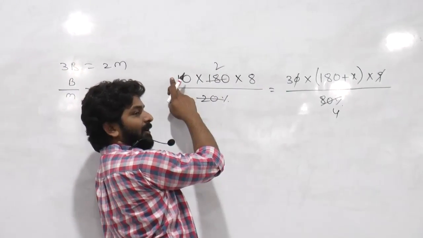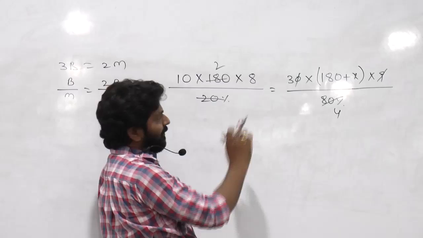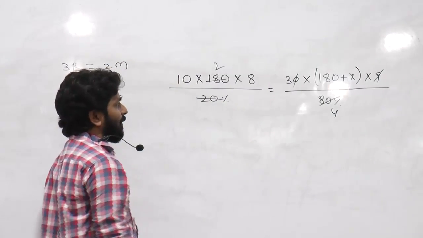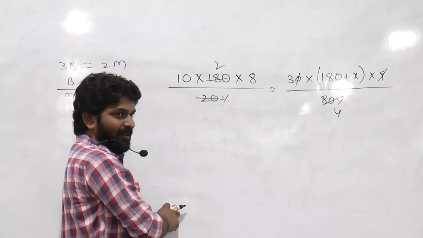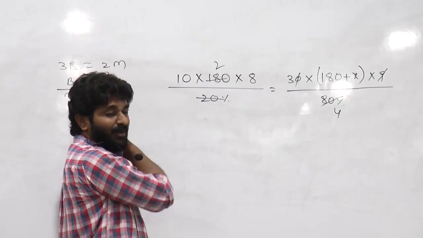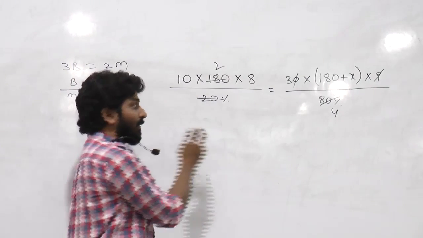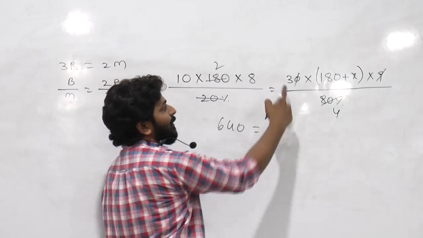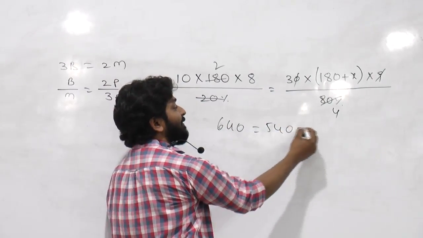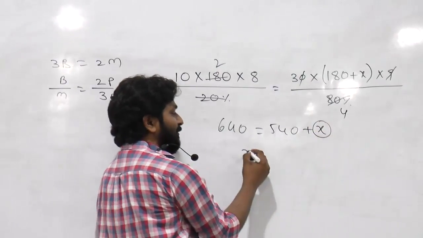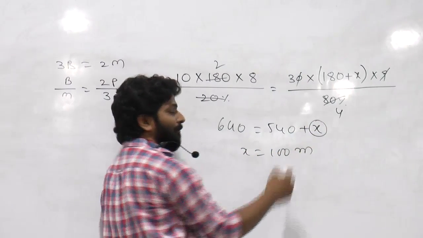16 into 10, 160. Here, there is a 4. 4 comes to right hand side, right? 4 times 160, 320, 640. 640 is equal to 180 times 540 plus X. So X is equal to how much? 100 men.